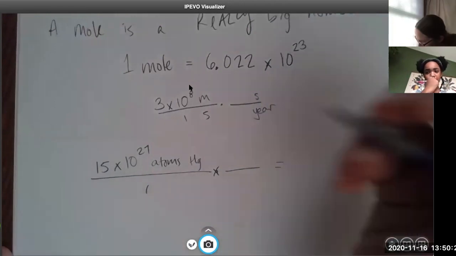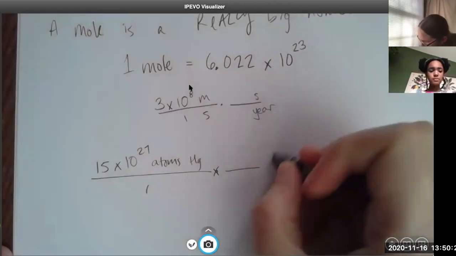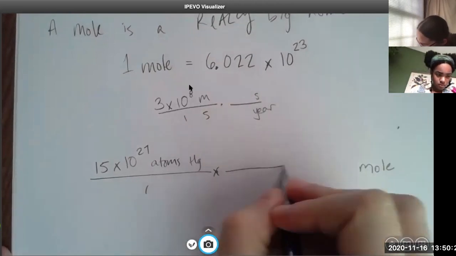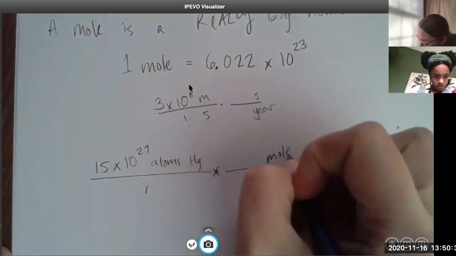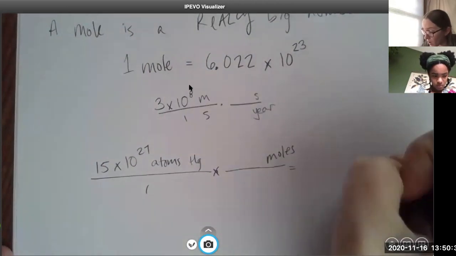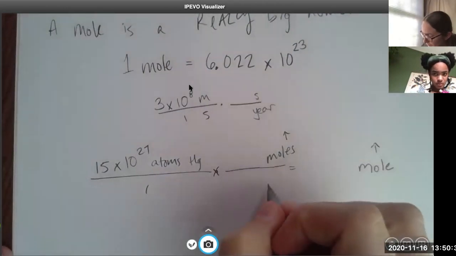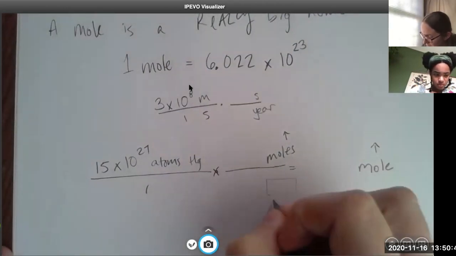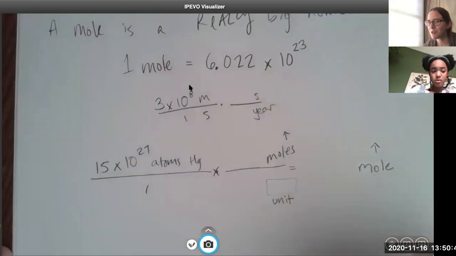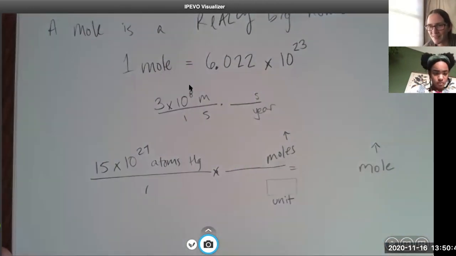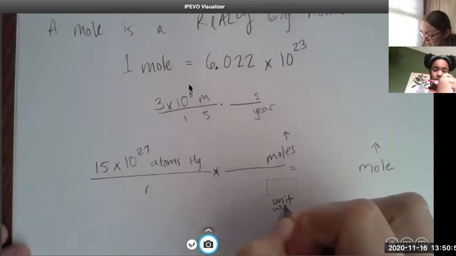Oh, yeah, let's put moles on top. A little bit more space. That's not quite enough. So moles on top, because that's what we want. So we'll put that on top. And what we put on the bottom is the unit. Oh, okay. So the currency is actually a good word for that. So the unit goes on the bottom. The unit we started with.